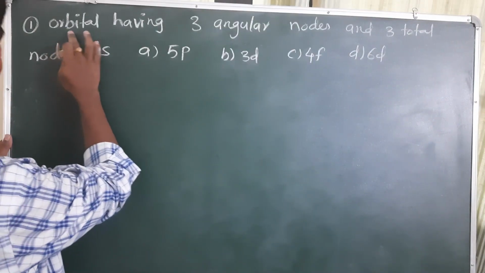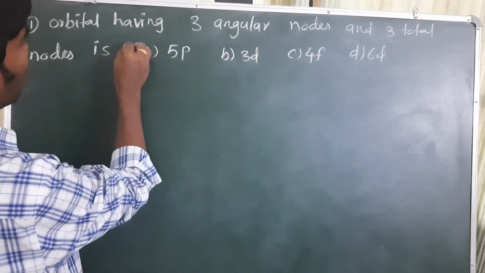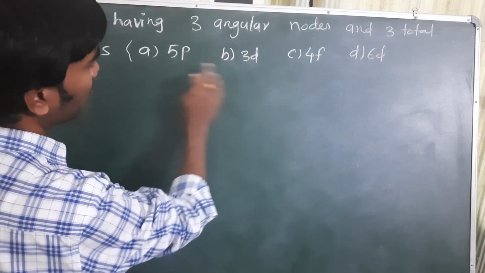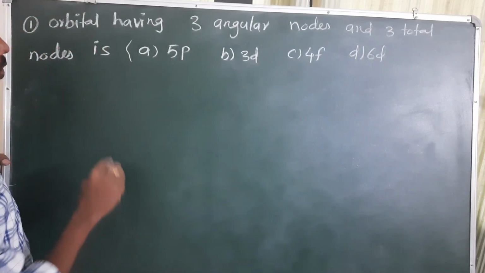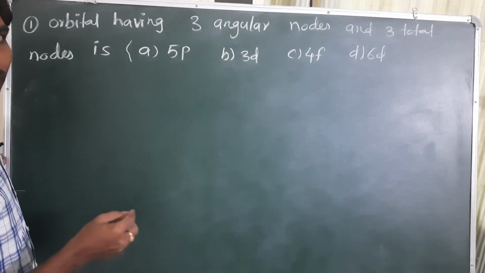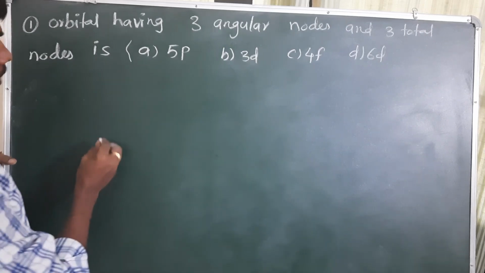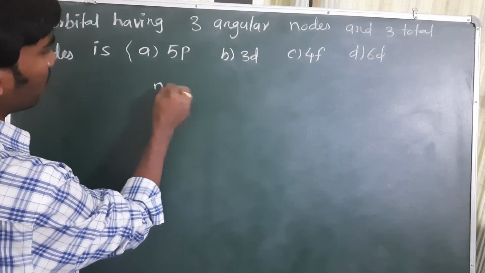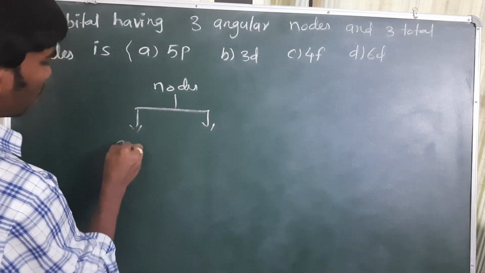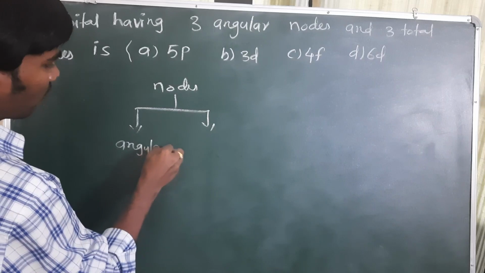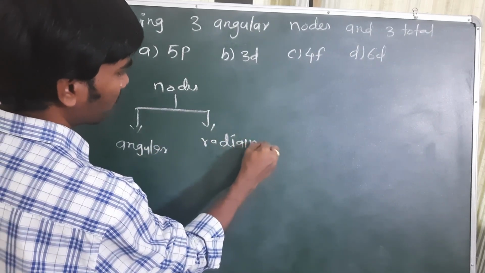Next question: the orbital having 3 angular nodes and 3 total nodes is. The options are: A 5p orbital, B 3d, C 4f and D 6d. Here, a node means where the electron finding probability is 0. We have 2 types of nodes: one is the angular node, and another is the radial node.